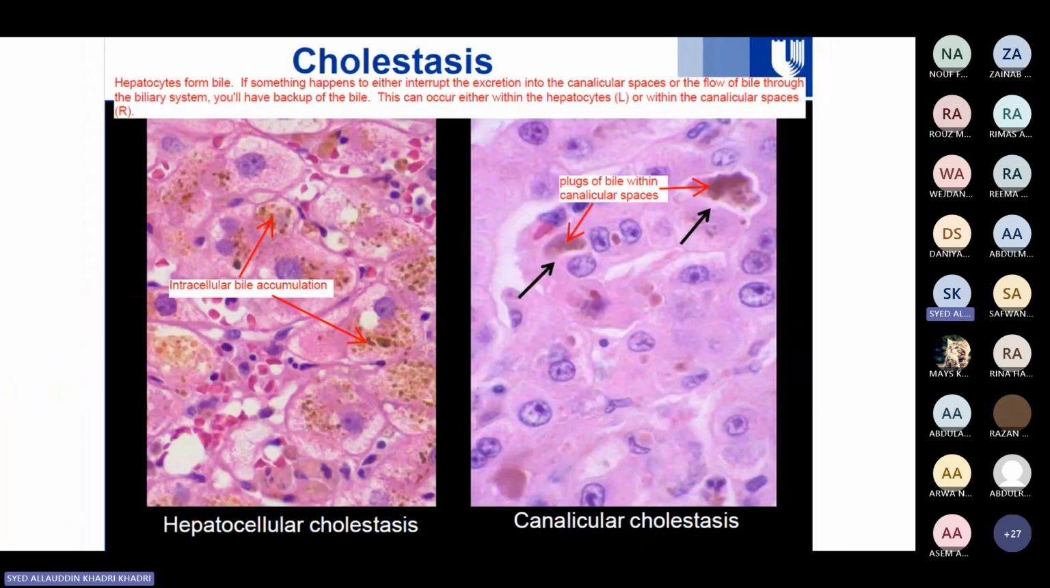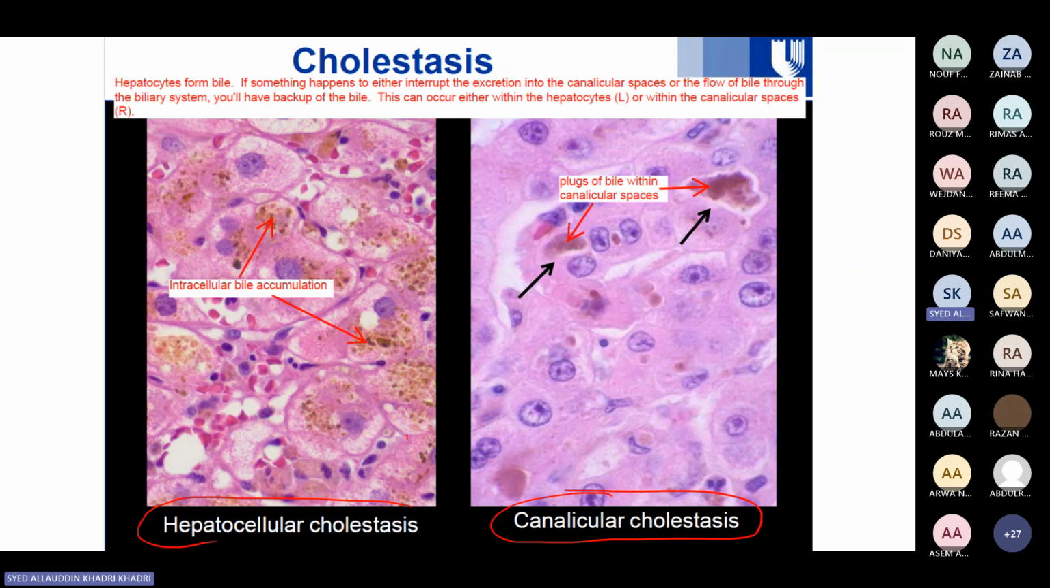What do you mean by cholestasis? Now you should know what cholestasis means. Hepatocytes form bile. If something happens to interrupt either the excretion into the canalicular spaces or the flow of the bile through the biliary system, you'll see pooling of the bile in spaces, which is cholestasis. So plugs of bile within the canalicular space is called canalicular cholestasis, and we should know it. What do you mean by hepatocellular cholestasis?